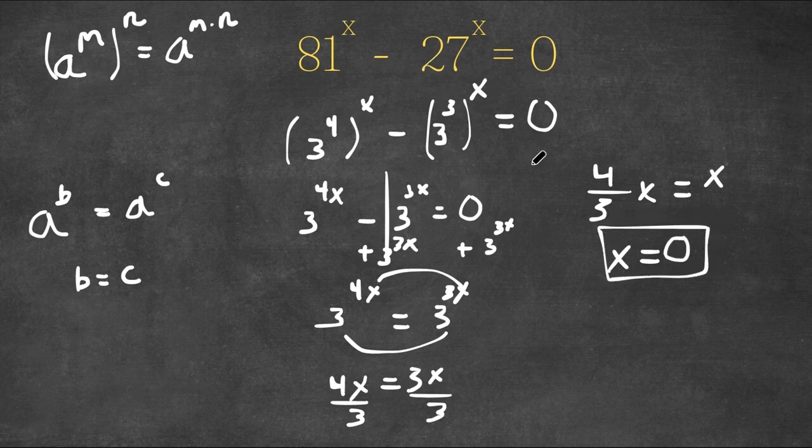And as you can see, if we plug 0 in for this equation, we get 81^0 minus 27^0 equals 0. And anything to the power of 0 is 1. So we get 1 minus 1, which does equal 0.